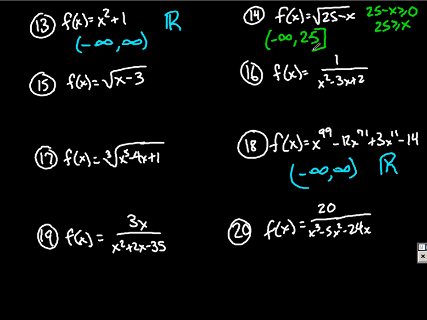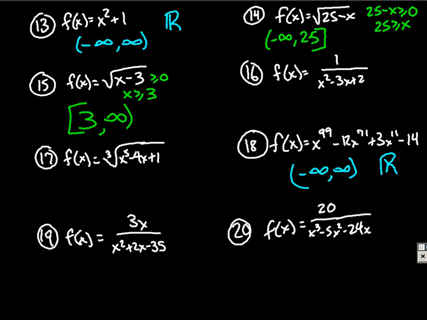Number 15, same way. X minus 3 must be bigger than or equal to 0. That means that x will be bigger than or equal to 3. The smallest number I can have is 3, and I want it, and I'm going to go all the way up to infinity for that one.